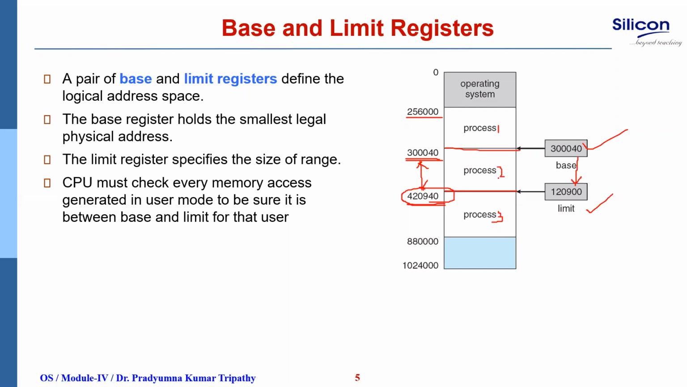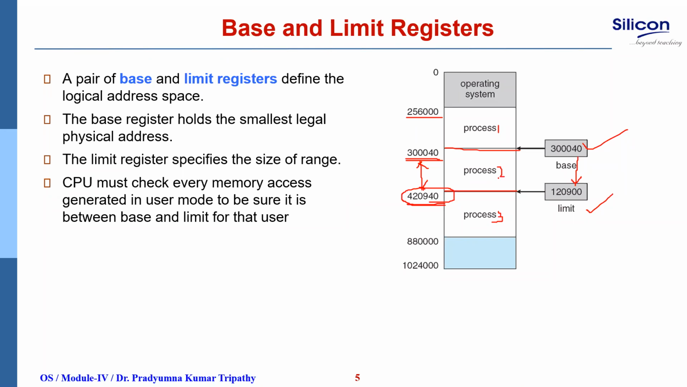So these two must be remembered. For every process, there will be a base register and a limit register. Suppose I have 100 processes, then every process has a base and limit. So a pair of base and limit registers defines the logical address space. Now the question is, what is a logical address space?